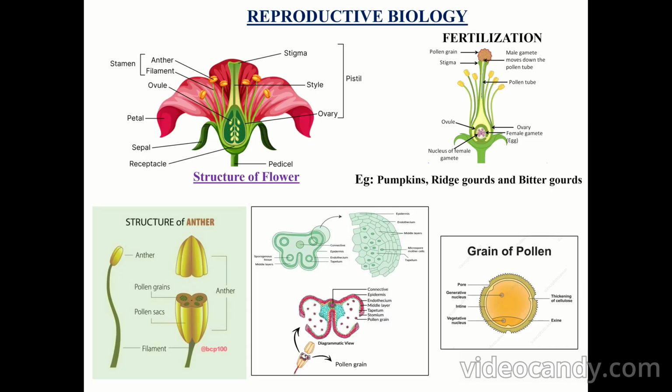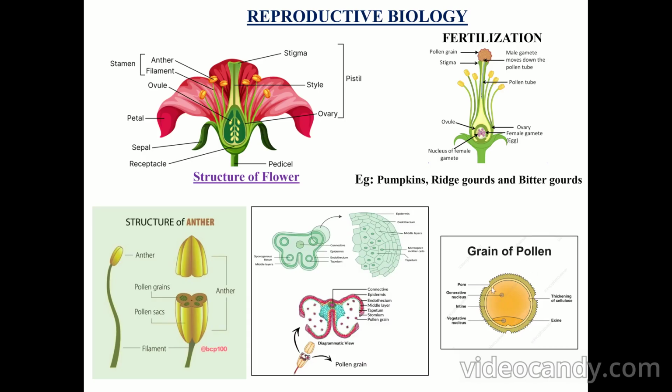Pollen grains are also called microspores, and they are produced inside these pollen sacs, which are also called microsporangium. So this is a microsporangium. Inside this, the pollen grains are produced. These are also called the microspores. Okay, this is the structure of the pollen grain.